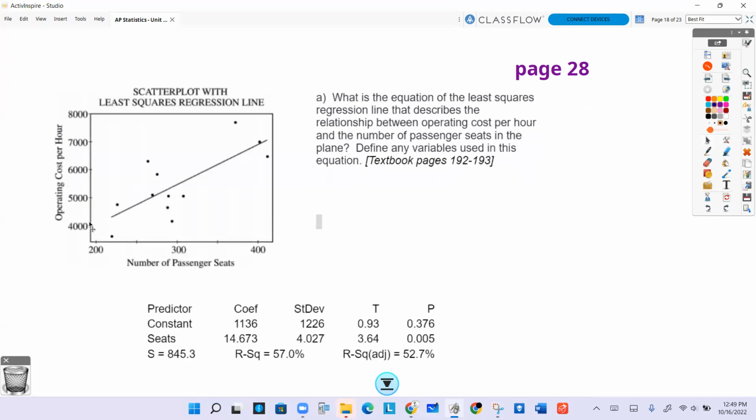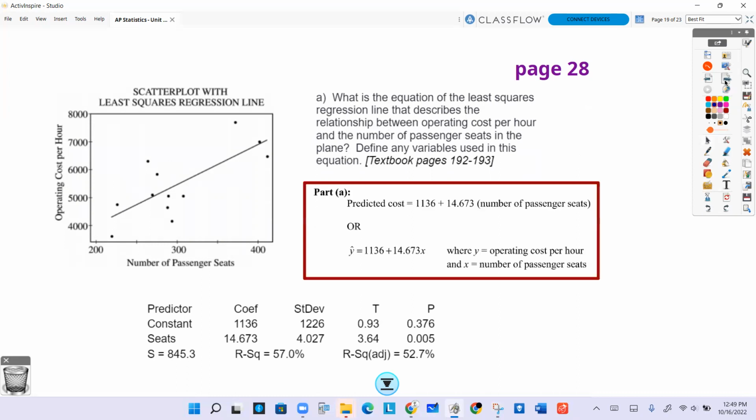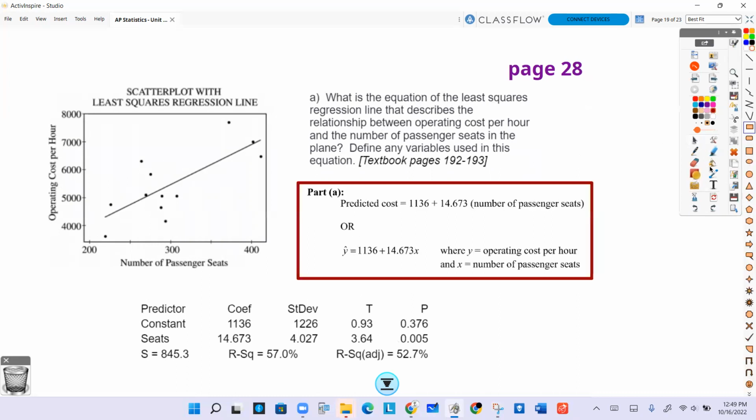Here is our information. Question A wants to know, what is the equation of the least squares regression line that describes the relationship between operating cost per hour and the number of passenger seats in the plane? Define any variables used in this equation. From the scoring guidelines, we would get this right here. And remember that the slope and the intercept come from here. This is going to be the slope, and that's the intercept. So you see them right in there.